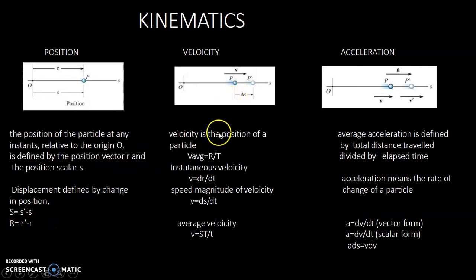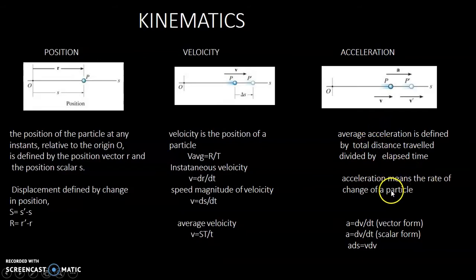Velocity is the rate of change of the position of a particle. To get the average velocity, we use the formula v average equals delta r over delta t, and for the instantaneous velocity, v equals dr over dt. The speed is the magnitude of the velocity, v equals ds over dt, and the average speed is v equals s total over t.